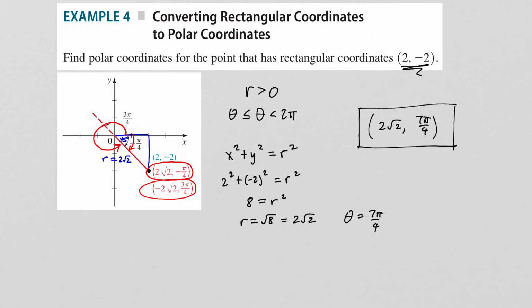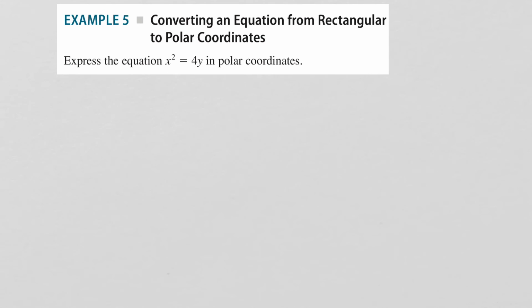So again, all of these are correct answers, but this is the one that I would typically give. We can also convert an equation from rectangular to polar coordinates. So for example, x squared is equal to 4y. We can write this in terms of r and theta by just knowing our conversion formulas.